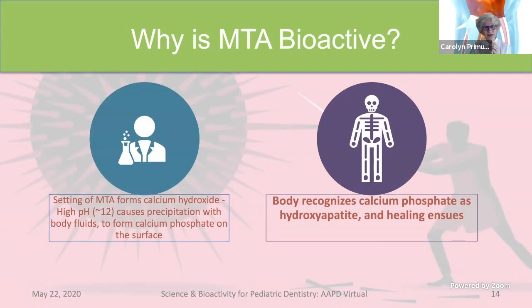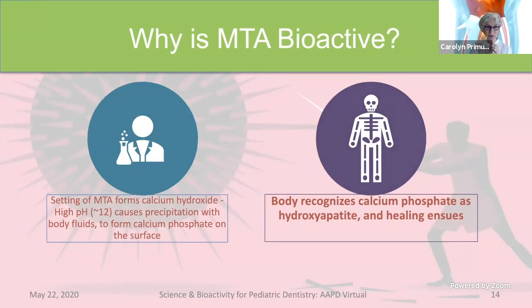Okay, and then how does MTA become bioactive? Well, as described in that international standard, that calcium hydroxide creates a very high pH, and that high pH causes phosphate to precipitate out of the body fluids, forming a calcium phosphate layer on the surface of the material. That layer is recognized by the body as natural, not as a foreign body. Healing can ensue as a result of this.